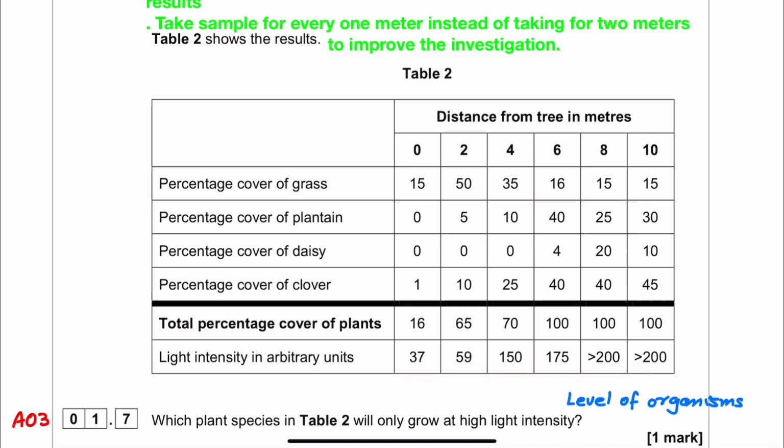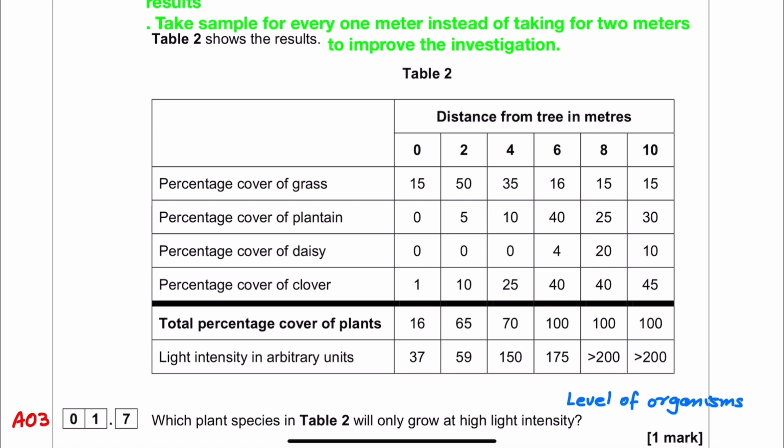1.7 is an AO3 question. The student needs to use this table. Which plant species in table number 2 will only grow at high intensity light? 1.7 is an AO3 question, and this question is from level of organisms. Which plant species in table number 2 will only grow at high light intensity.